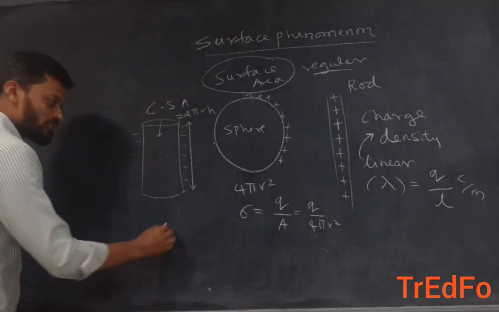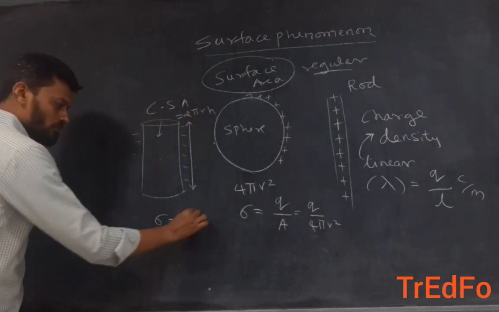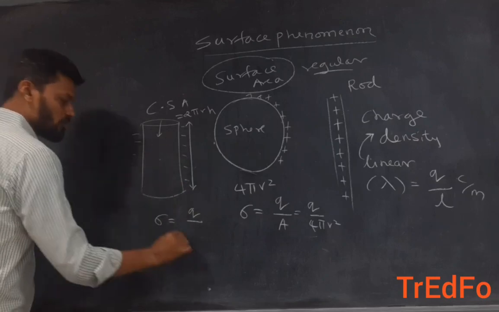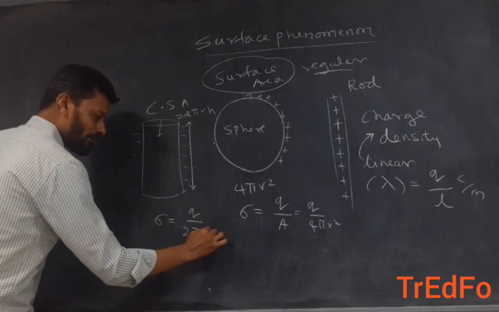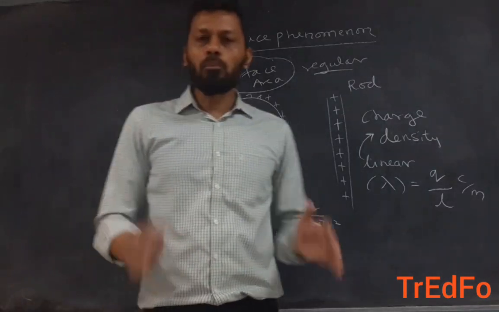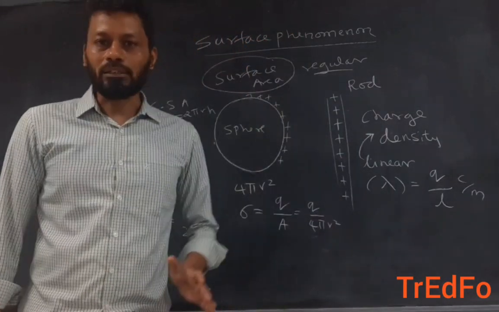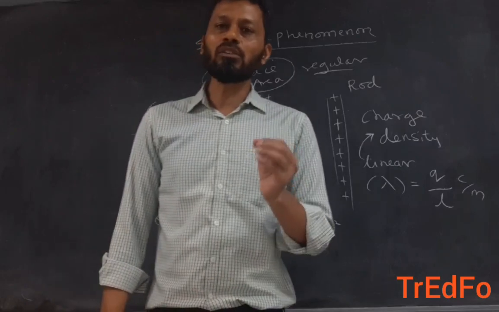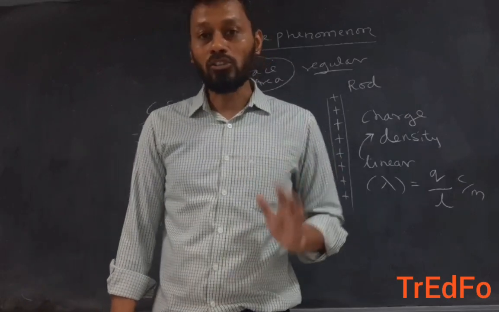I want to do it for a cylinder: charge upon area, the curved surface area, 2 pi r h. You can take any regular object, but you need to know their curved surface areas very well.